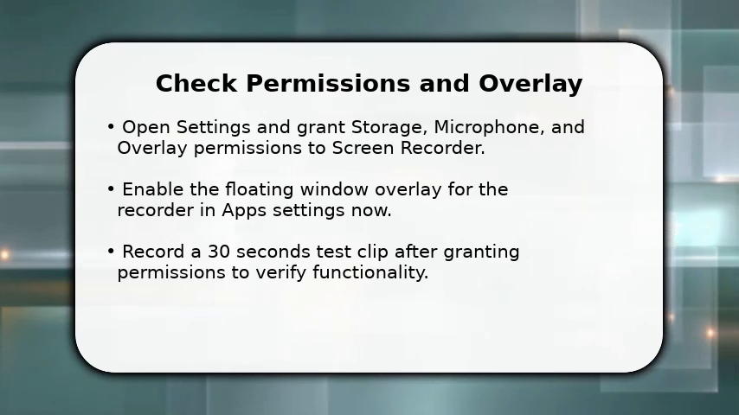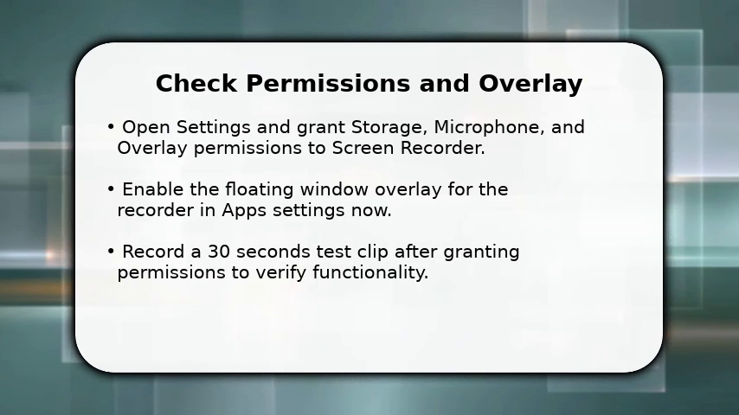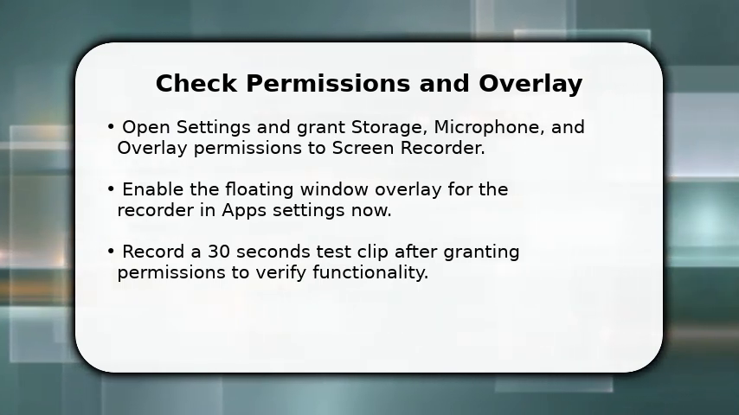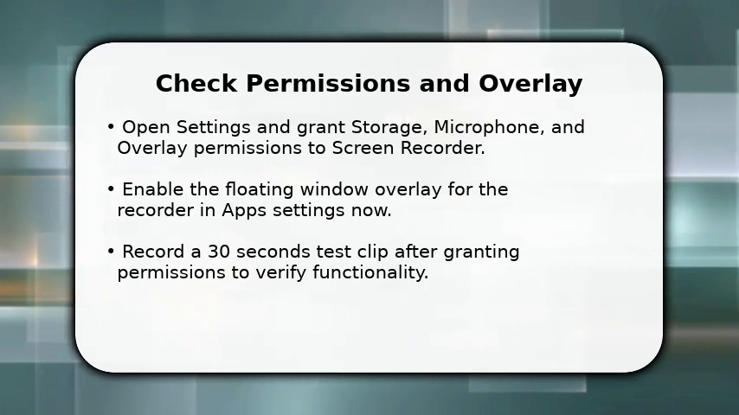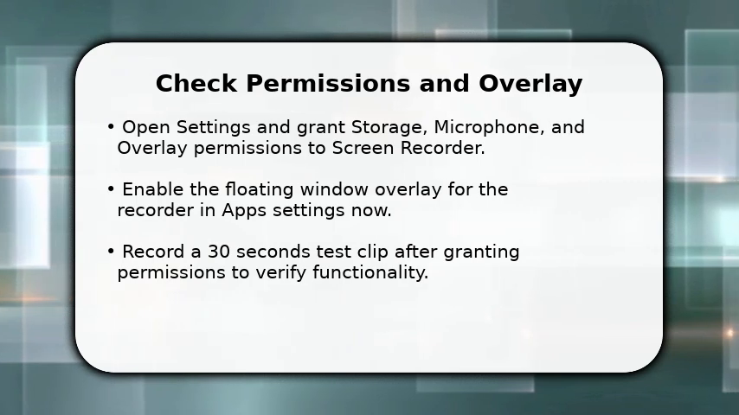Open Settings and navigate to Apps to find Screen Recorder. Tap Permissions and grant storage and microphone access now. Then open Special App Access and enable display over other apps, allowing the floating window overlay. Return to the recorder and allow notifications if prompted.